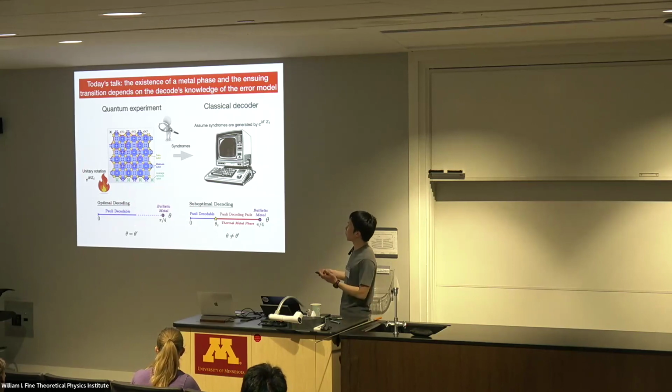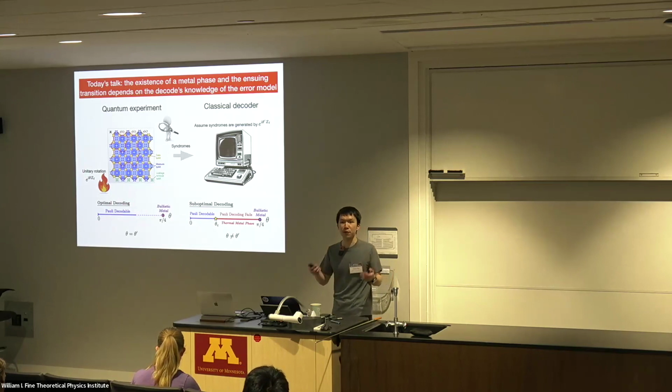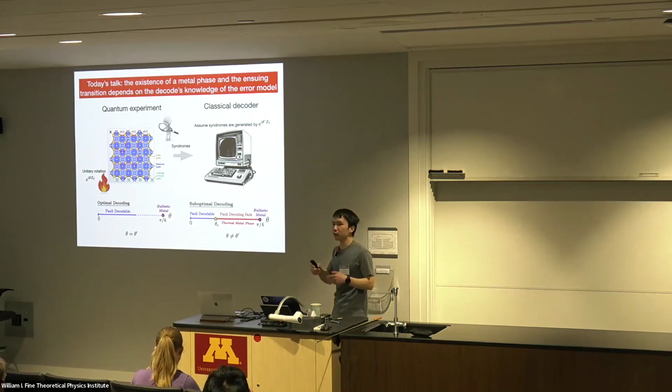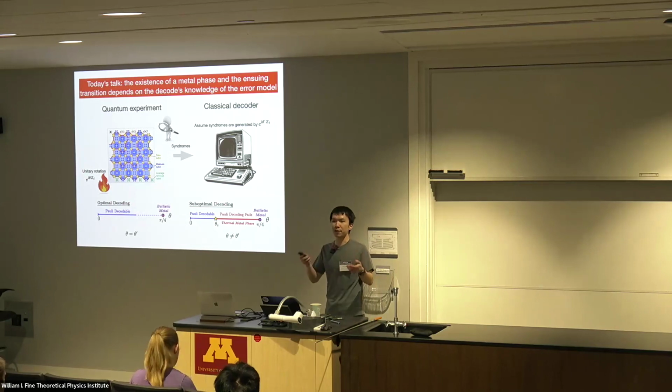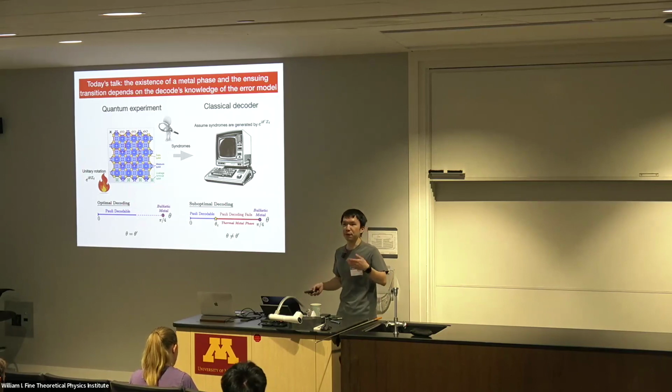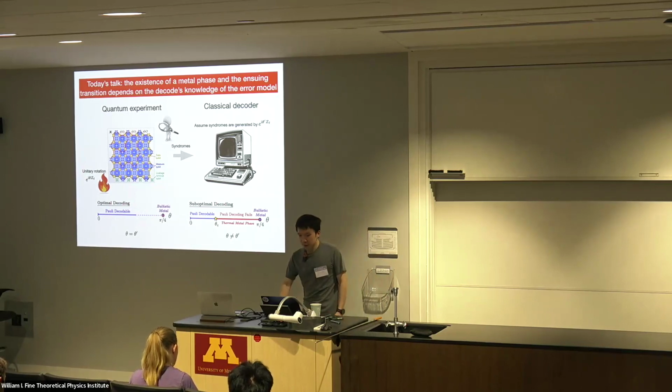Our numerical evidence suggests that there is a decodable phase all the way up to the maximum rotation angle theta equals pi over 4. However, in the case of suboptimal decoding, when the decoder has an incorrect prior assumption, there's an insulator to metal transition when you crank up the rotation angle theta.